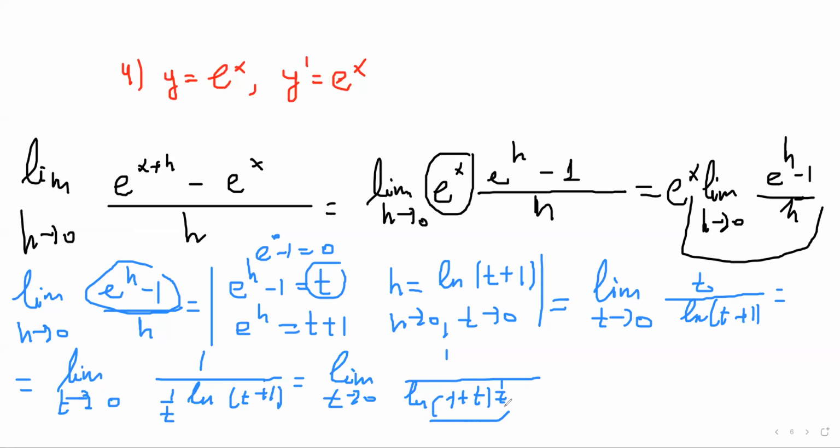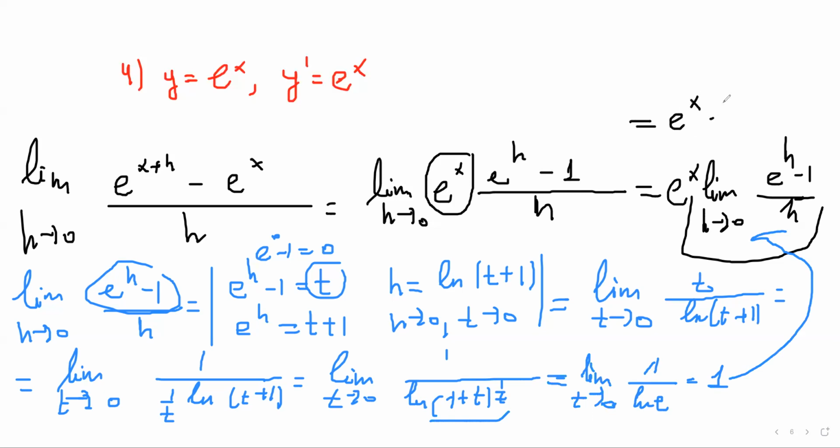Again, coming back to the second wonderful limit, we know that this limit is going to be e. So actually what we have here is limit t tends to 0, 1 out of ln e. Natural logarithm of e is 1, so we can write here 1. So 1 out of 1 is 1. Placing this value instead of the limit, we are going to get exponential x times 1, which is exponential x. So we proved again that the derivative of exponential x is equal to itself, exponential x.